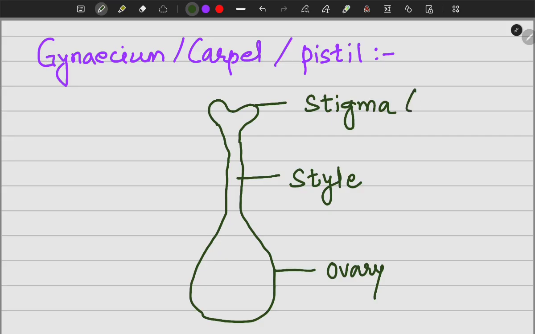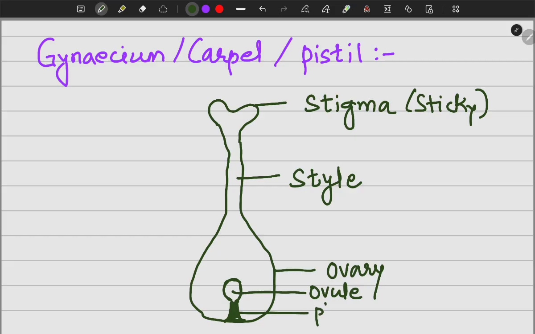The stigma is usually sticky so that the pollen grains can land on it for pollination. The ovary usually has ovules inside it. The ovules may be one or many. Suppose this is one ovule, and this ovule will be connected to the ovary with the help of a placenta. This is ovule, this is placenta. Alright, so the ovary can have one or more ovules.